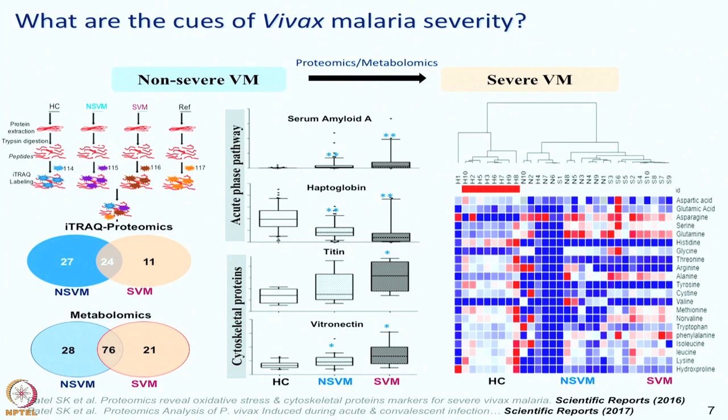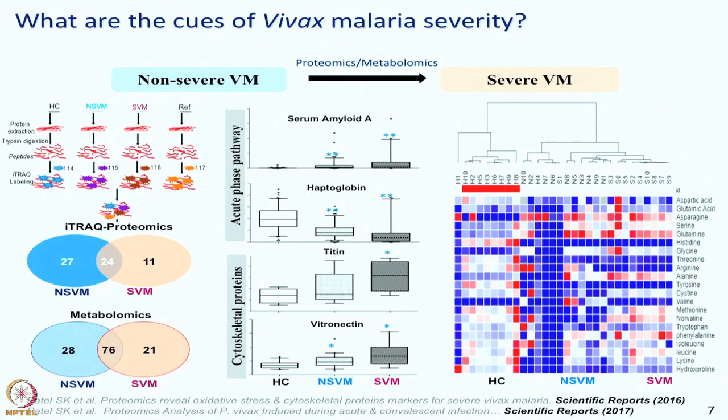Some of the cytoskeletal proteins like titin and vitronectin showed an increased response as the disease progresses from the non-severe to the severe type, which is indicative of some of the muscle protein and cytoskeletal protein being secreted from the muscles to the bloodstream, and that shows the patients could be modulated from the non-severe to the severe type.